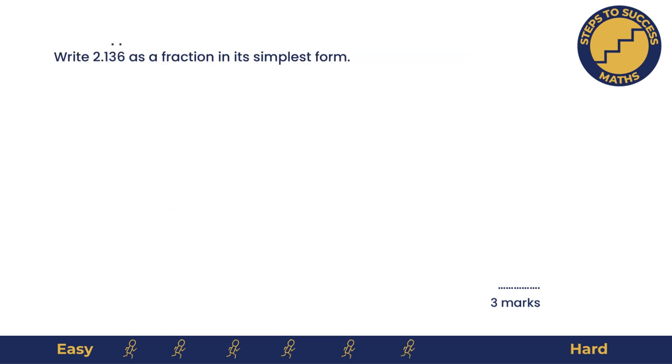Write 2.136 recurring as a fraction in its simplest form. So as a fraction, not as a mixed number. So this is 2.1363636. Always be really careful about which part of your fraction is recurring.